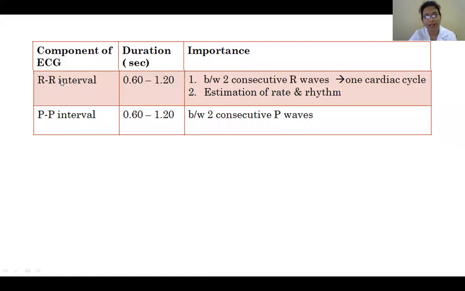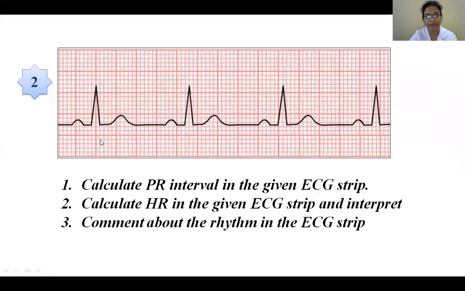Why do we prefer RR interval? Because our R waves have got peak points, so it is easy to use for determination of rate as well as rhythm. In a normal sinus rhythm, RR interval is always equal to PP interval.